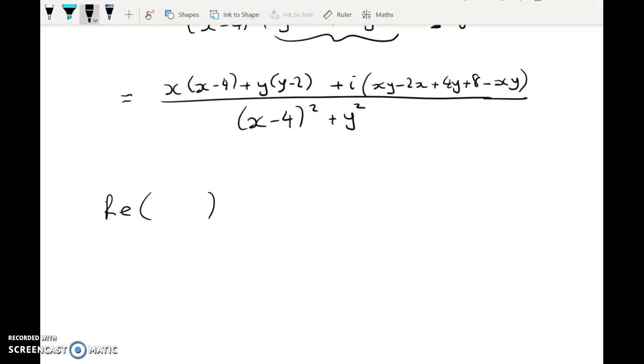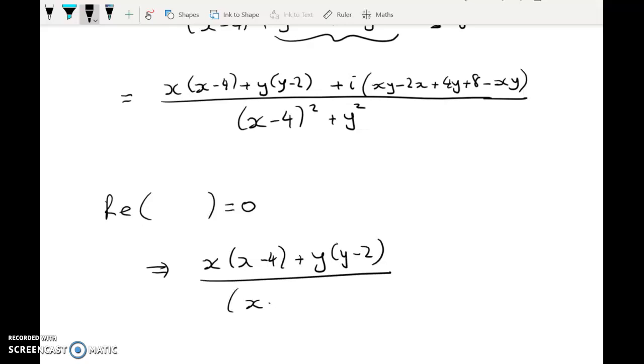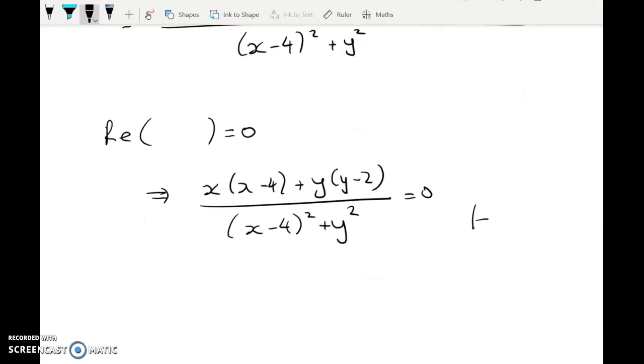So the real part of that complex number is 0, which means that x times (x minus 4) plus y times (y minus 2) over this is equal to 0. And we know that the modulus is not equal to 4, so that means that the bottom line is non-zero, which means that we can multiply both sides through by it. So we're just working with this now.